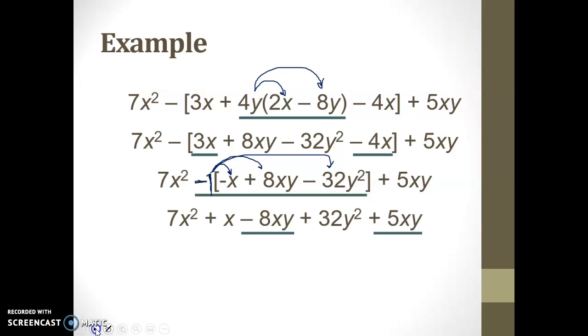a problem. We're going to continue to combine our like terms, and we now have 4 separate terms, and none of these terms have the same variables with the same exponent. So we are done.